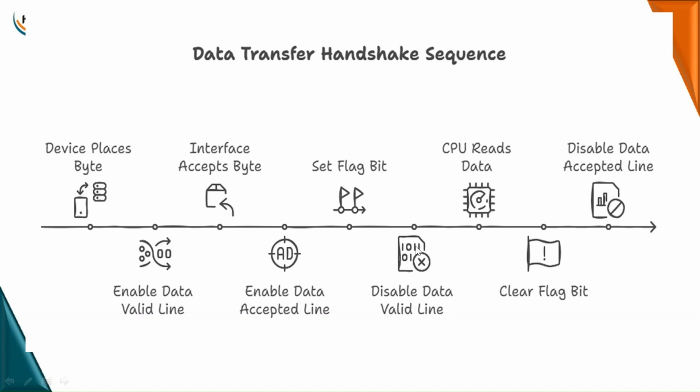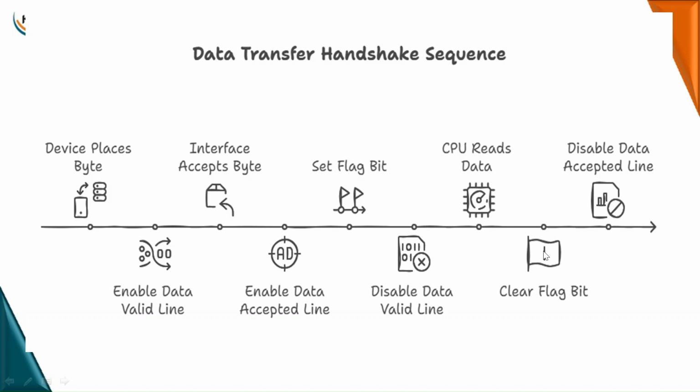Next, when the CPU identifies the flag bit is set, it reads the data from the corresponding data register of the interface unit. And once the read operation is done from the data register, it will clear the flag bit back to 0.